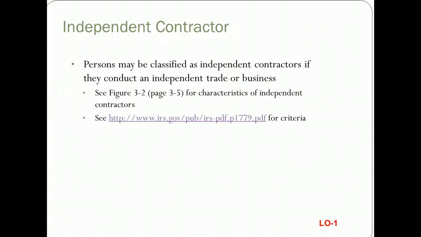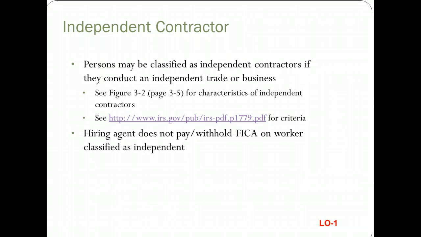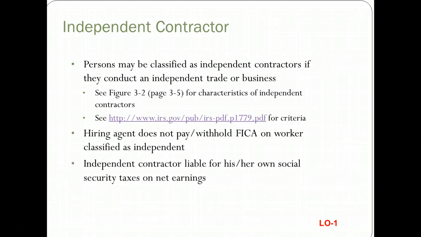So let's look at what is an independent contractor. All the characteristics are listed on page 3. Well, they're in your book. Depending on what edition you're looking at, it might be slightly different. If somebody's classified as an independent contractor, then whoever hires them to do some work doesn't have to pay FICA on them. And the independent contractor basically is liable for his or her own Social Security on net earnings.